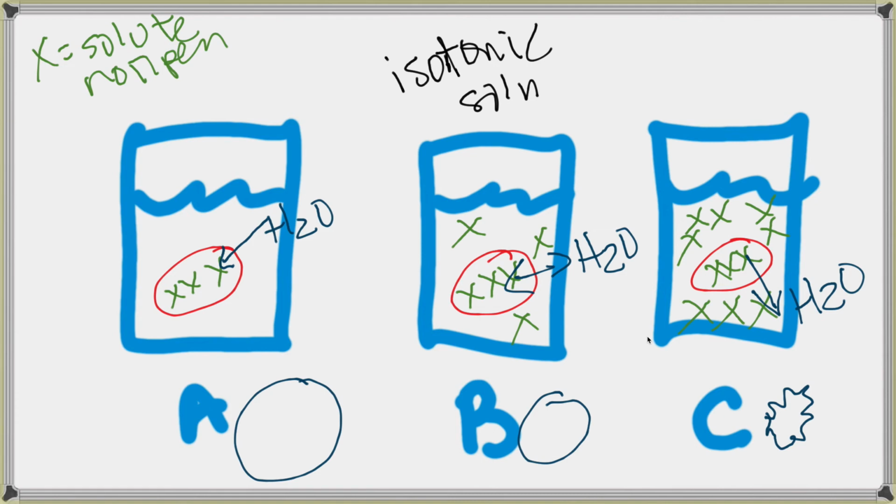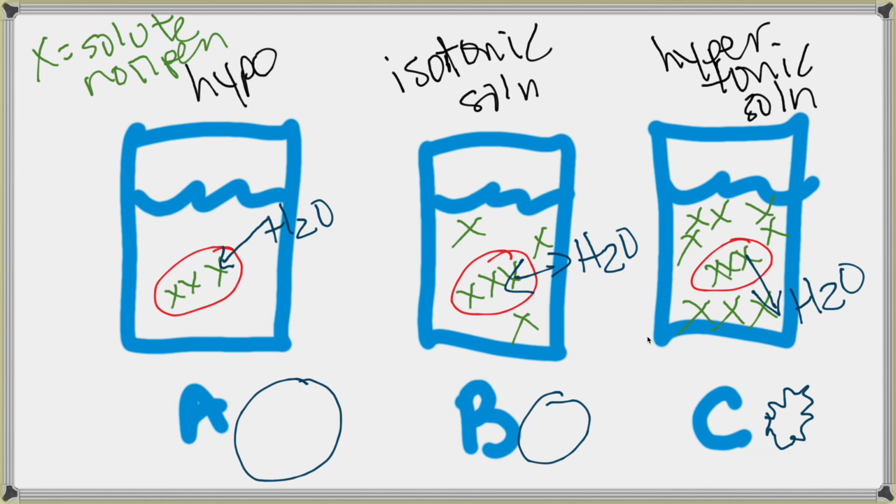Okay, one of these solutions had way more solute than the cell. A, B, or C. Way more solute than the cell. It is C, which is a hypertonic solution. Okay, and of course this will make this question really easy. One of these solutions had less solute than the cell, and that is a hypotonic solution.